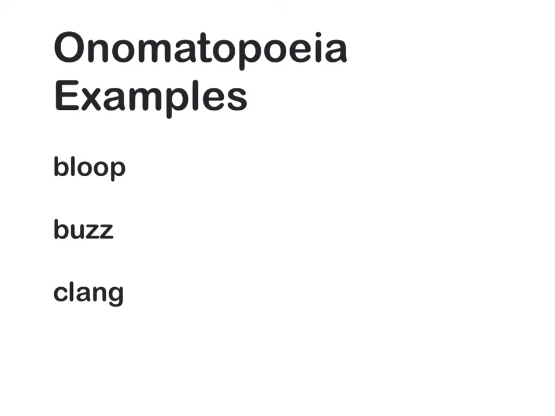We could probably go on and on with examples of onomatopoeia. I just have three here: bloop, buzz, and clang. You see a lot of onomatopoeia in comic books, like crash and pop and bang. So that's where you see a lot of onomatopoeia used. Pick one of these examples to put in your ISN.